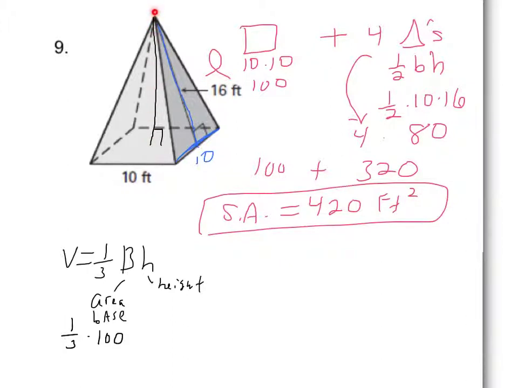So we don't know what that is. We're going to have to figure that out. But do you see how that forms a right triangle with the slant height? Here, I can draw it outside the pyramid if it's easier to see. So there's the height that we don't know. There's the slant height, 16.